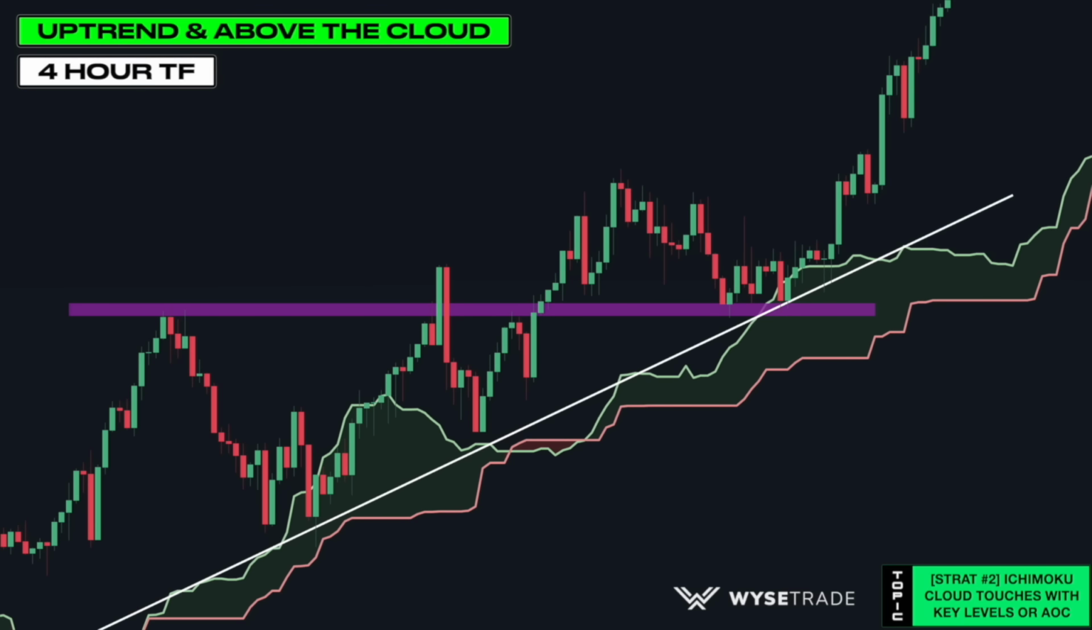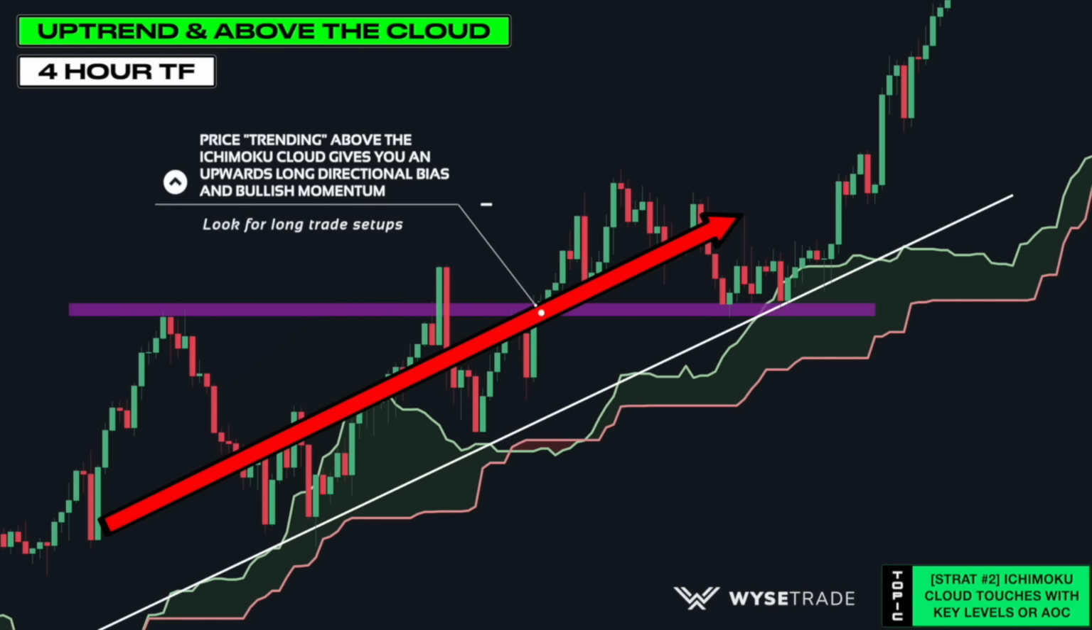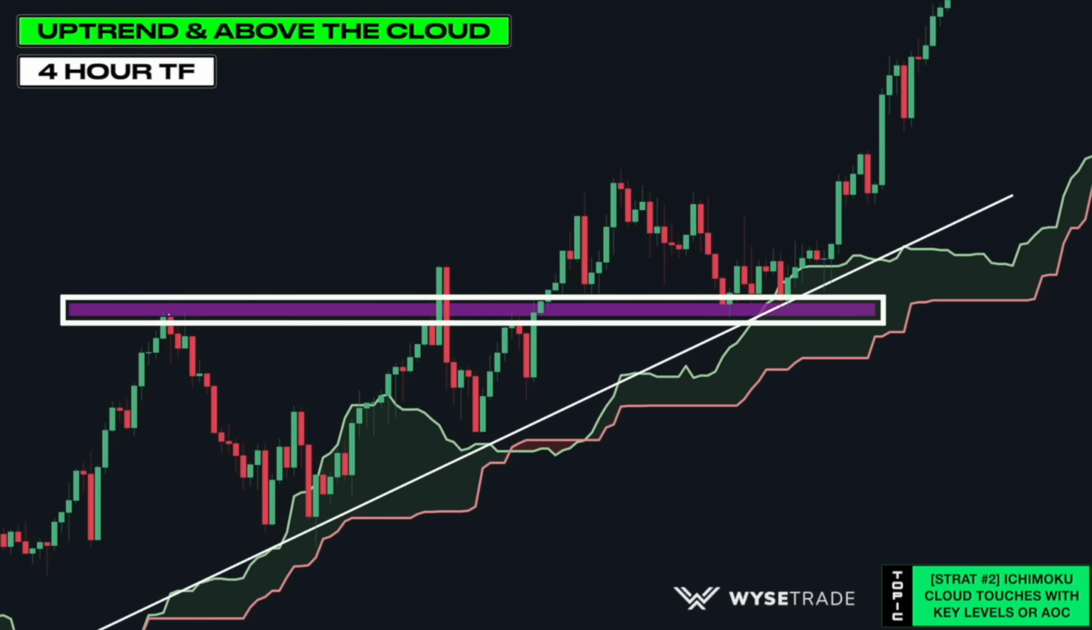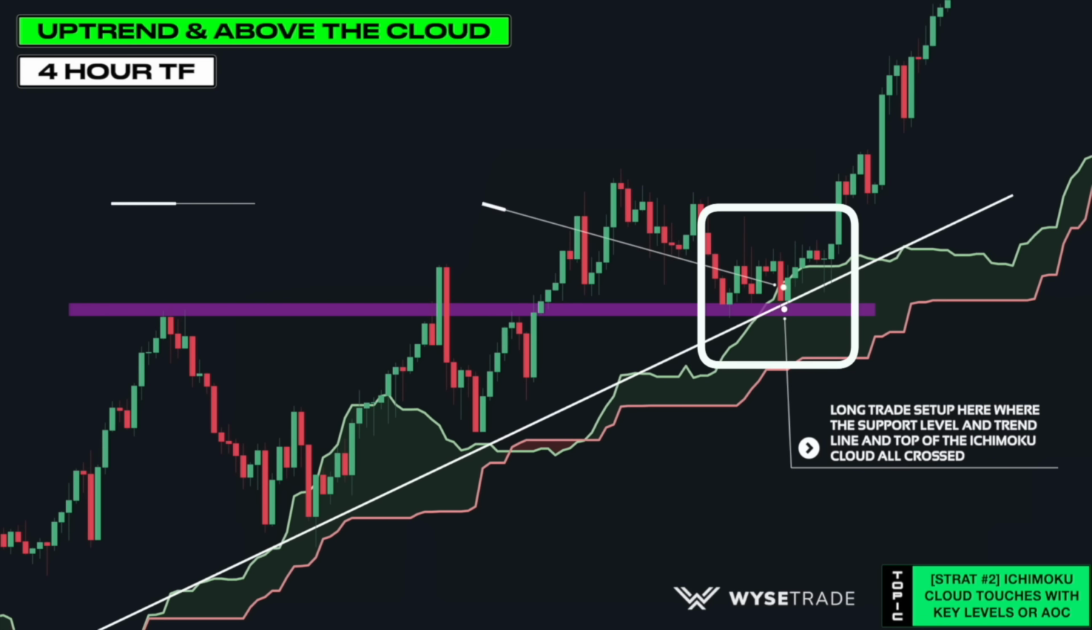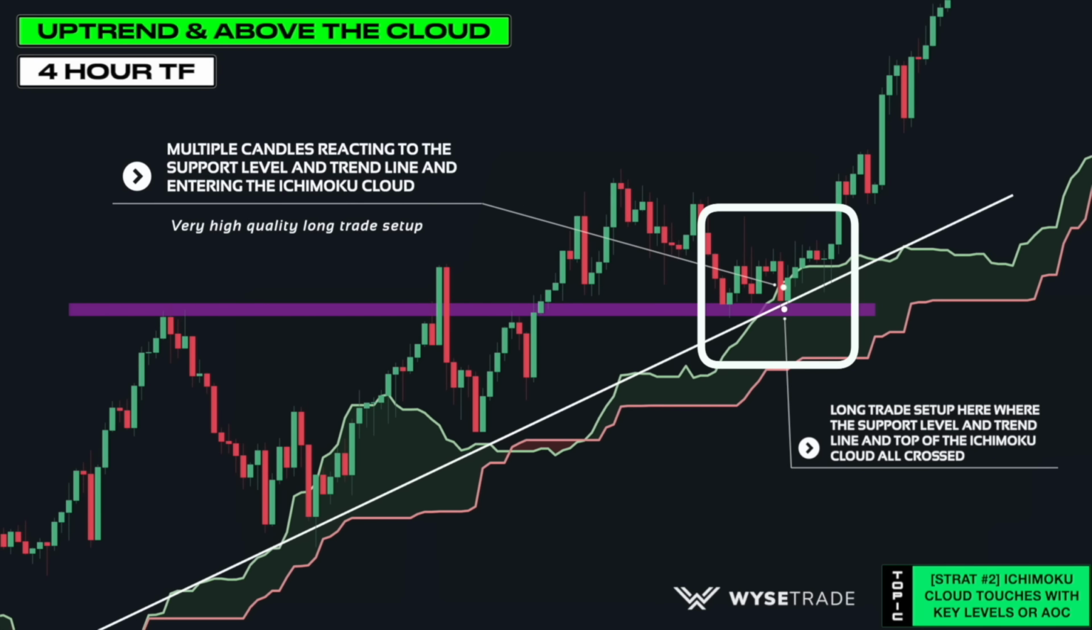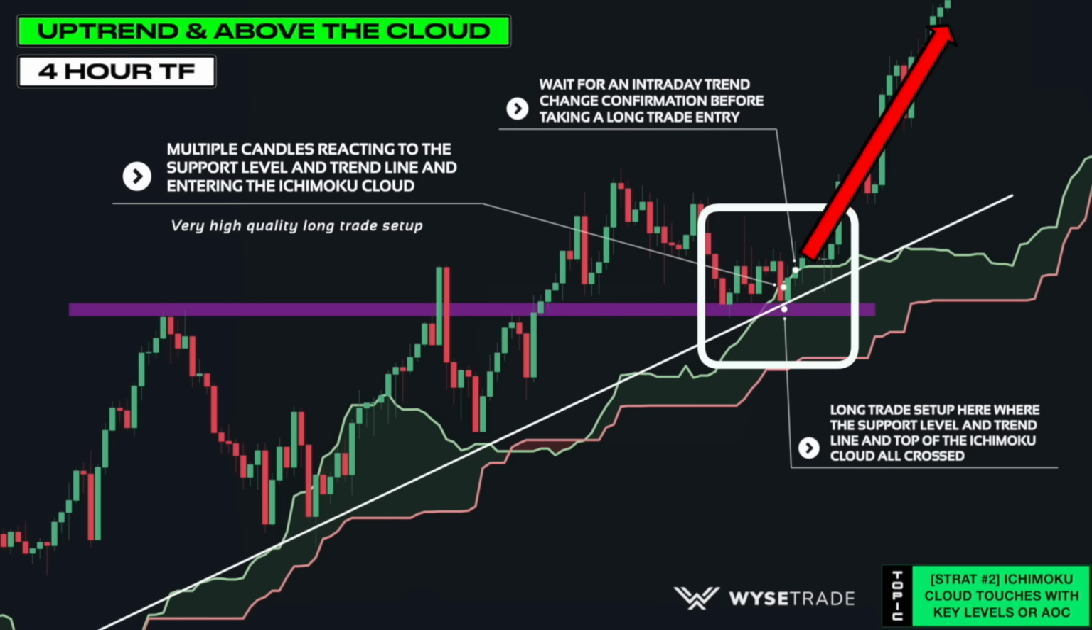This is the 4-hour time frame. Price is above the cloud, so you have a bullish bias. Key level here because of this reversal point and this false breakout reversal point. This is where your long trade opportunity presented itself because price reacted to the key level and trend line and also entered the cloud. As always, find an intraday trend change confirmation before taking a long entry.